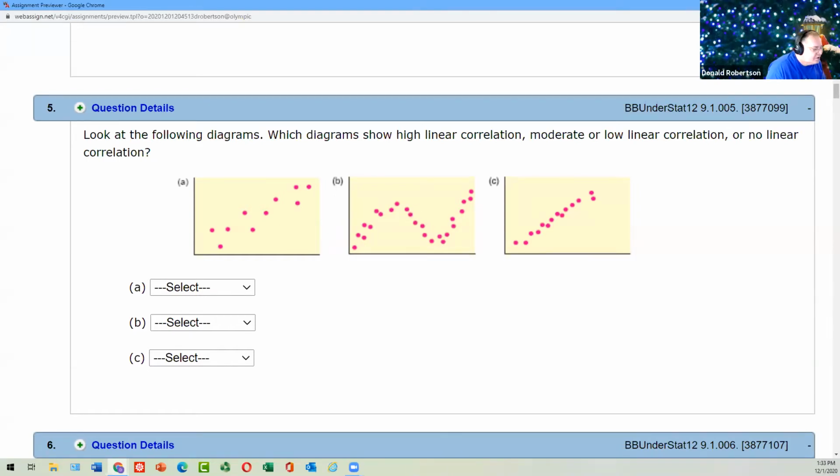Agreed? Now, if the data is not linear, so B is not linear, you'll say no, because this question is asking us about linear correlation. It's saying, how close are these to being straight lines? And the answer is that one isn't even vaguely close to being a straight line. Would you agree it's curved, for want of a better word?